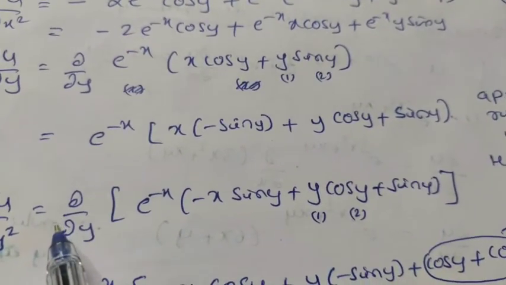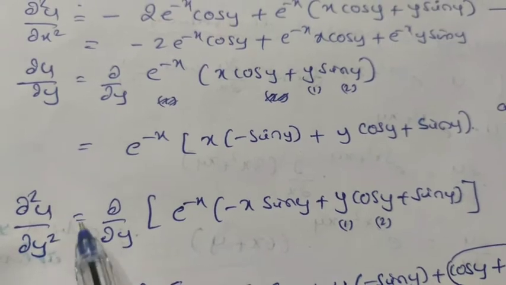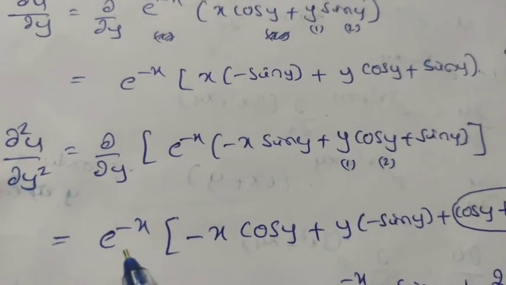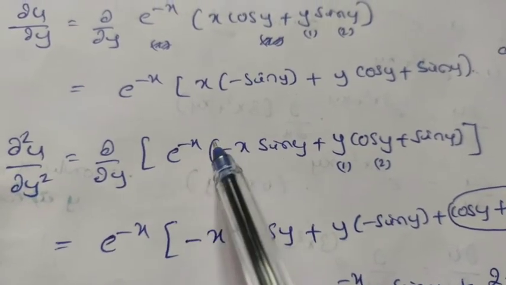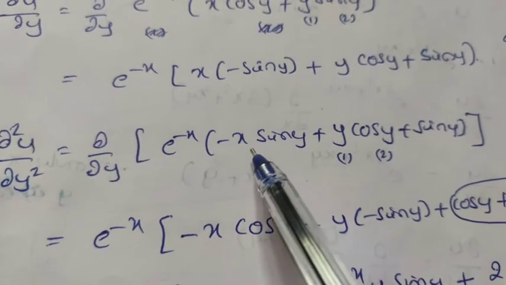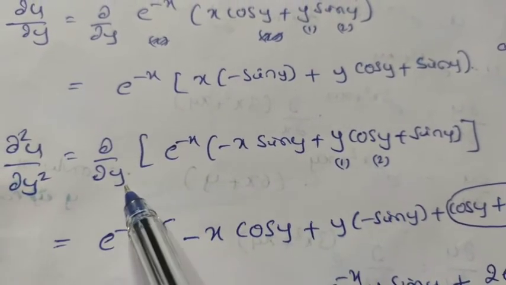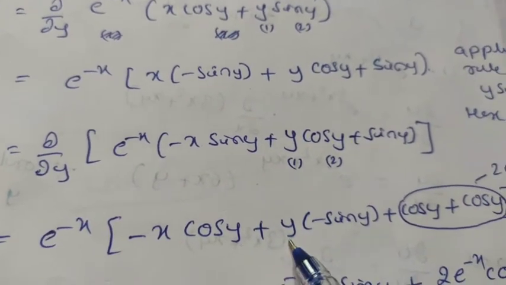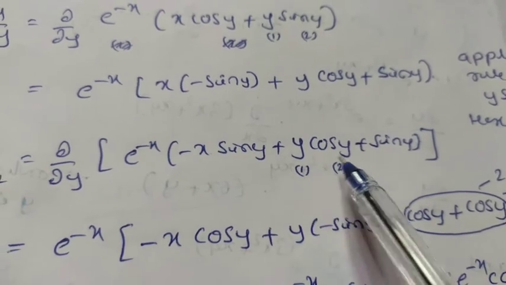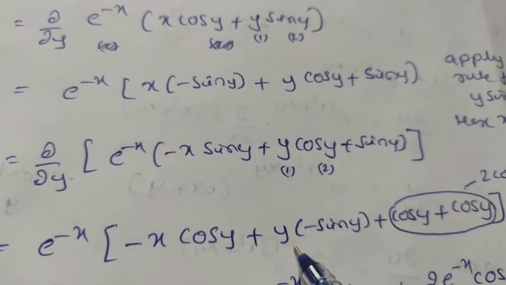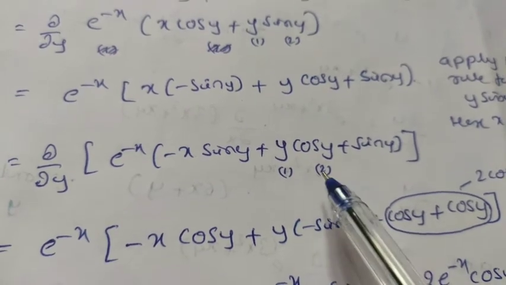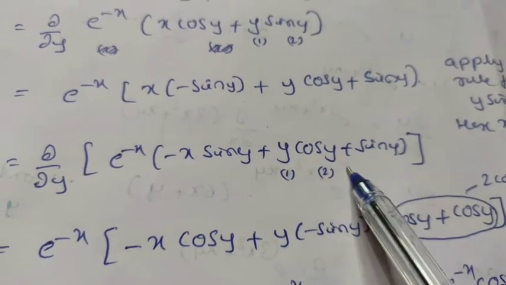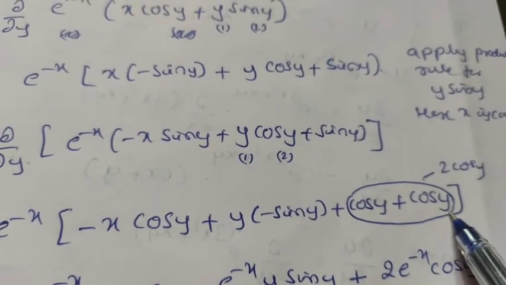Let us differentiate this once again partially with respect to y. Dou 2u by dou y square is equal to dou by dou y of this dou u by dou y. It is again similarly e raised to minus x is constant, will keep this one as it is. Then derivative of minus x sin y with respect to y partially, minus x is constant and derivative of sin y is cos y. Plus again y cos y, both are functions of y. So first function y as it is, derivative of cos y is minus sin y, plus second function cos y as it is, derivative of y is 1. Next plus derivative of this sin y is again cos y.